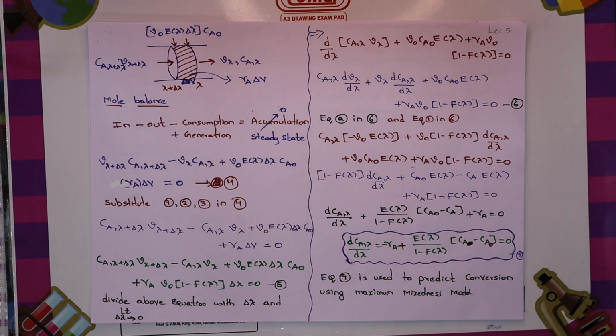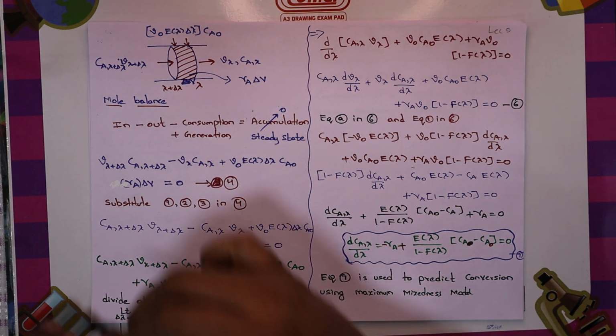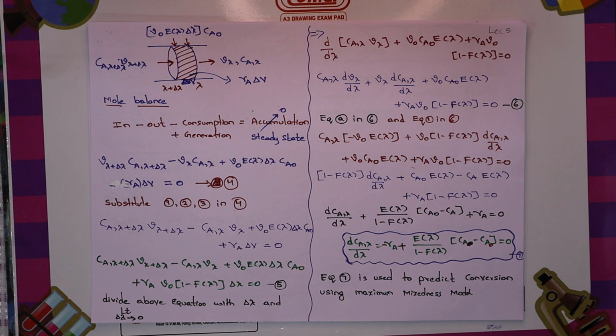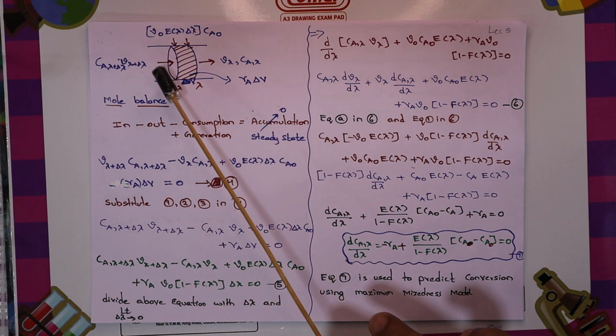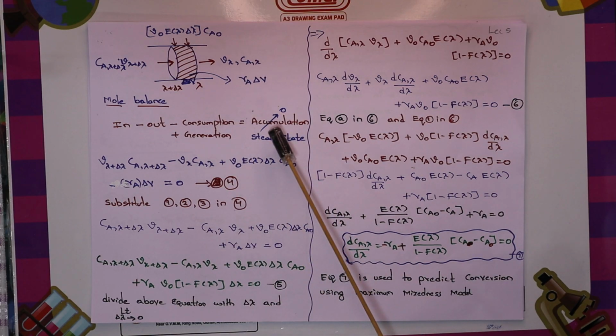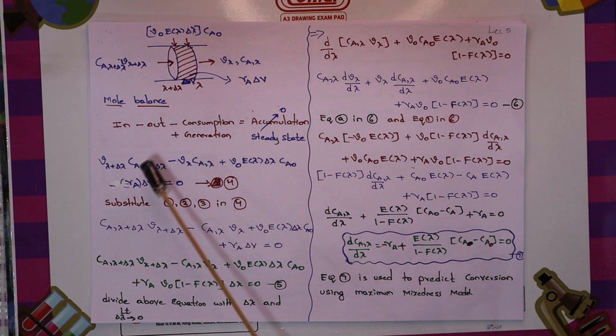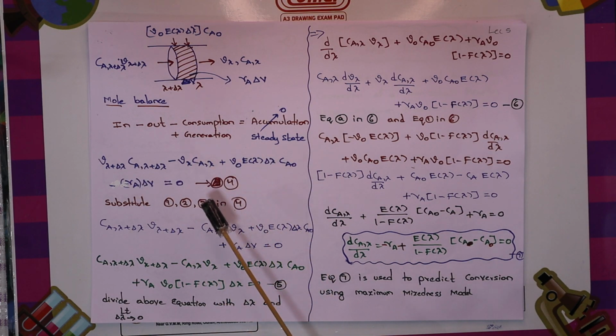Let us do the mole balance. In minus out minus consumption plus generation equals accumulation. Now we are assuming steady state, so the accumulation term is 0. There are 2 inlets and 1 exit.